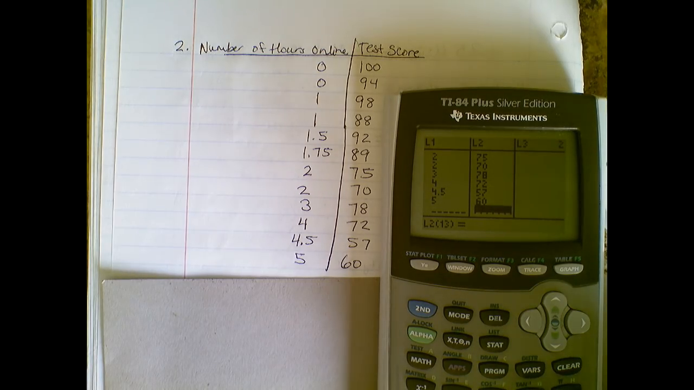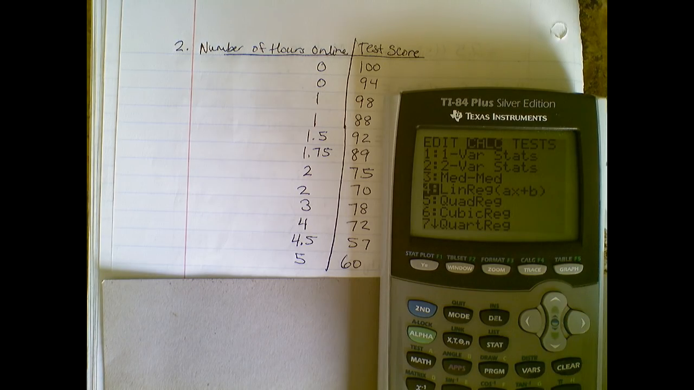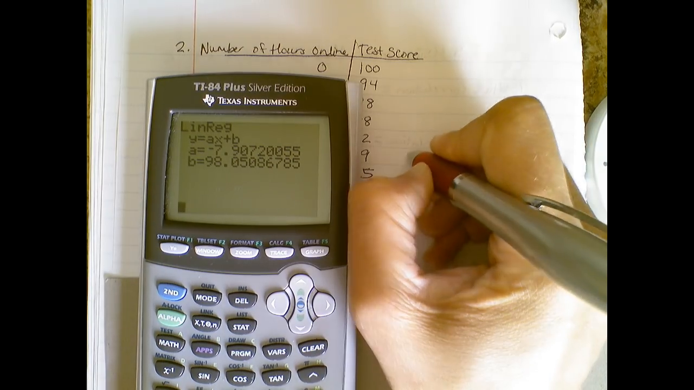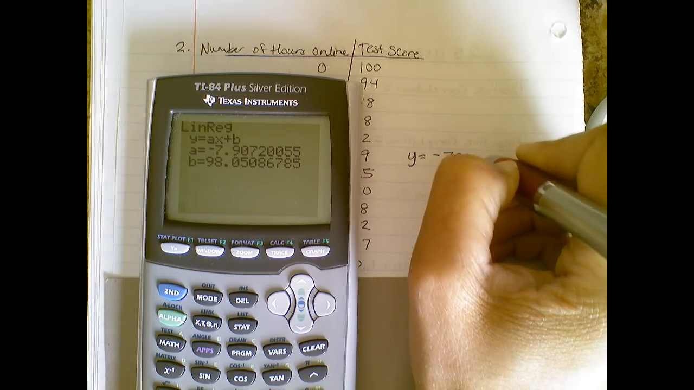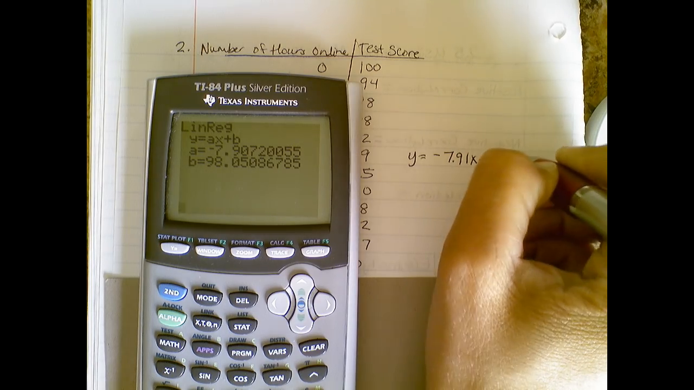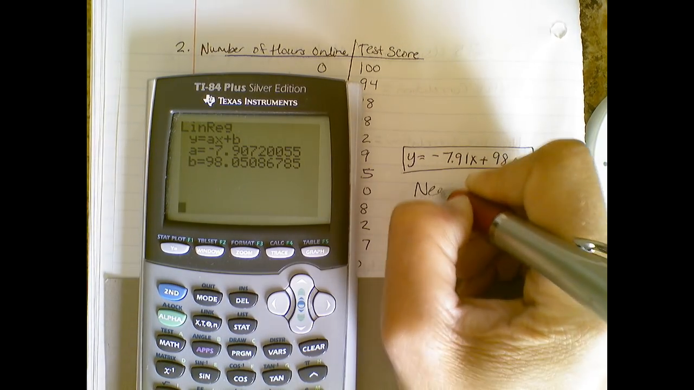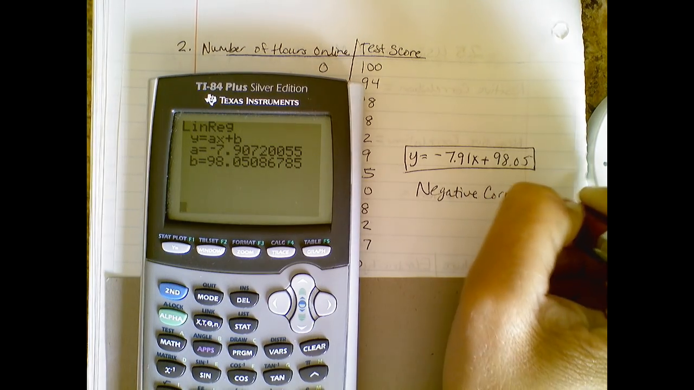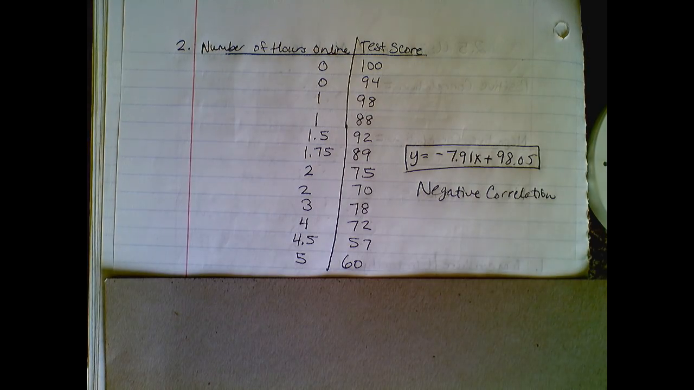Alrighty, now once we get them typed in, we're going to go to Stats, go over to Calculate, go down to Linear Regression, click Enter again, and we have our equation. So that's our trend line. So it's y equals negative 7.91x plus 98.05. Now notice this one has a negative slope, so this one we would say has a negative correlation. Now another way that you can tell if a graph is going to have a negative or a positive correlation, just look at your graph.